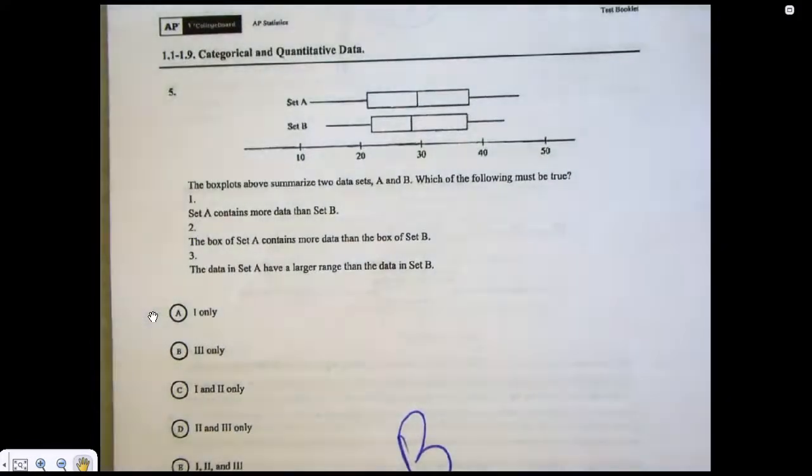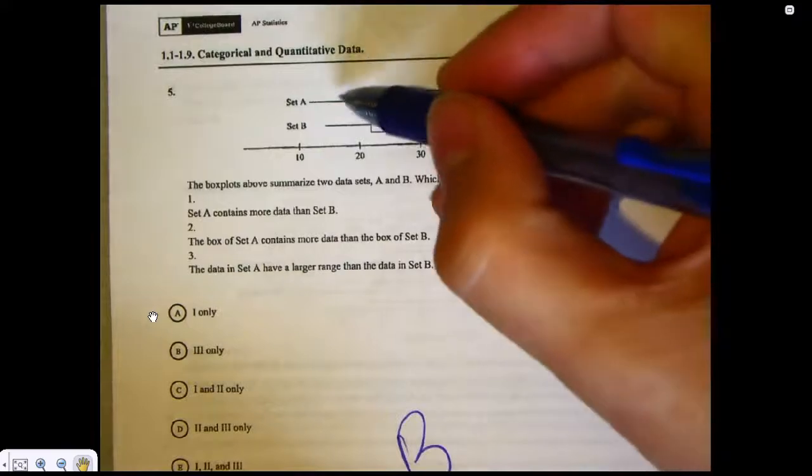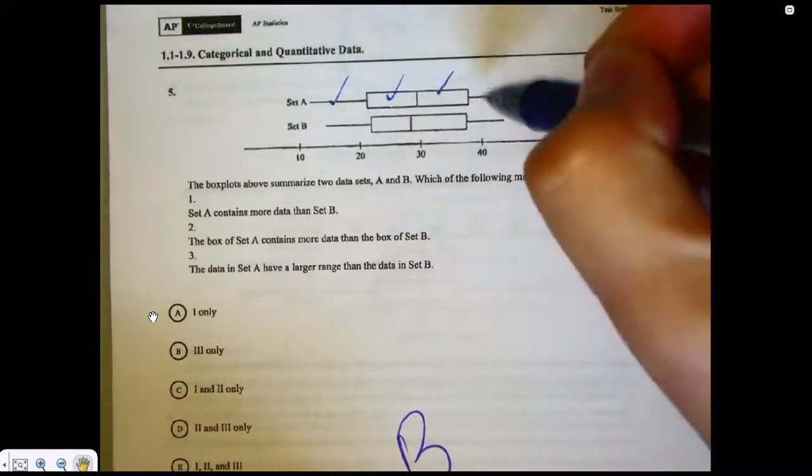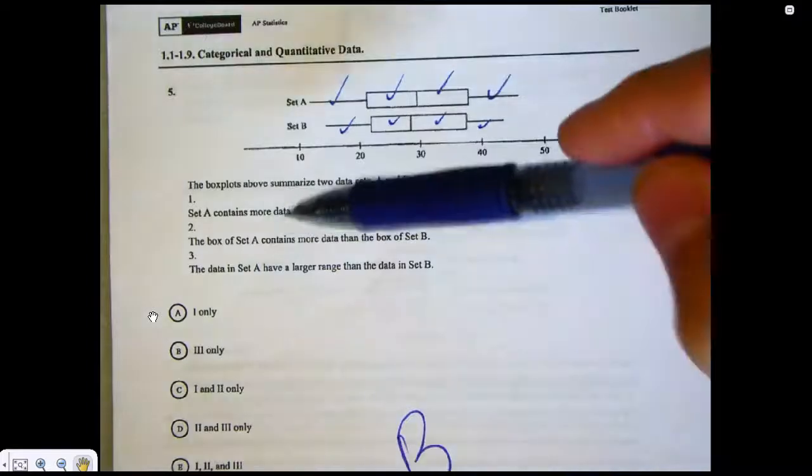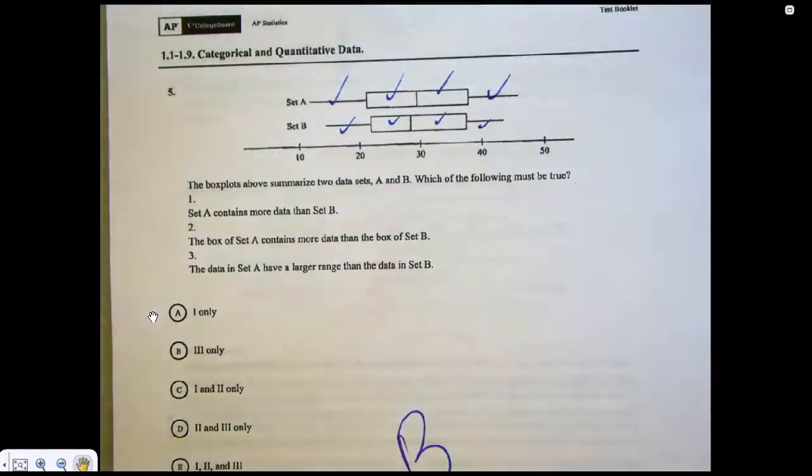Item 5. So keep in mind that the quartiles split the data into percents of the data. It doesn't mean that it's going to have more data or less data. So there's 25% here, here, here, and here. So this gets into like set A contains more data. I have no idea. Then we don't have a list of the data. Set A might be 10 numbers. Set B could be 1,000.